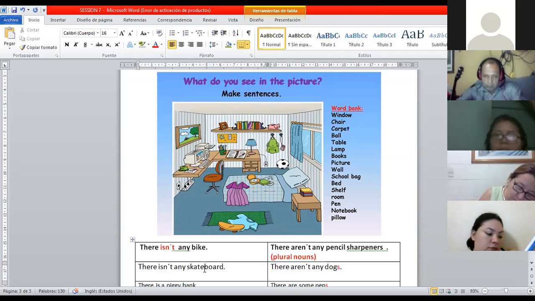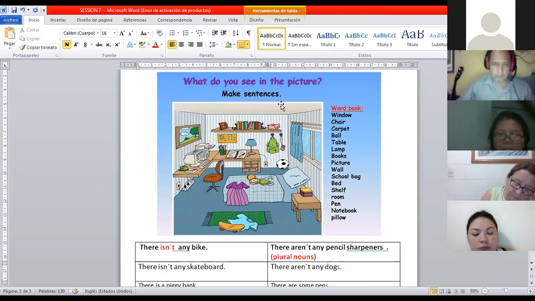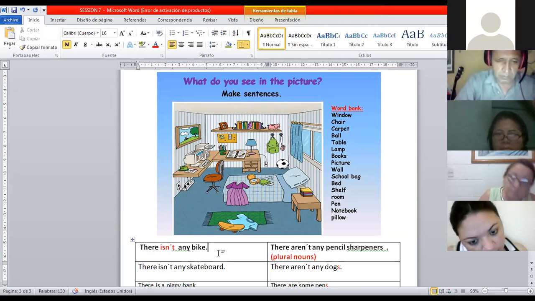So guys, I will give you 1 minute. Can you make some examples? At least one and one. Escribamos un ejemplo. Let's write one example, please. Of course, the cosas que no vemos here, all right? Things that you don't see in this picture.